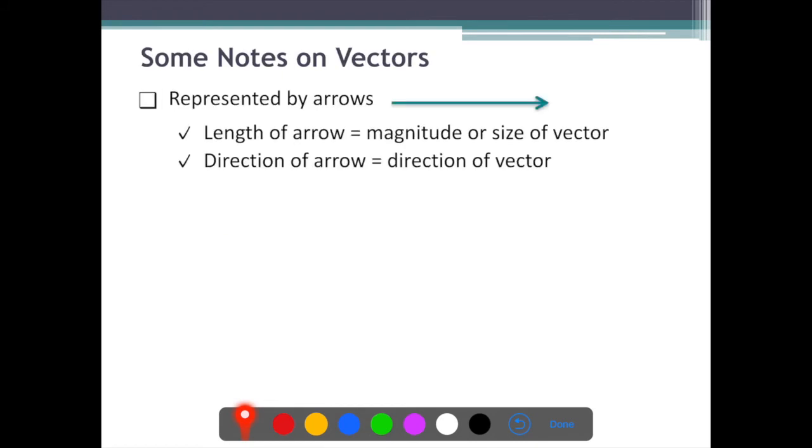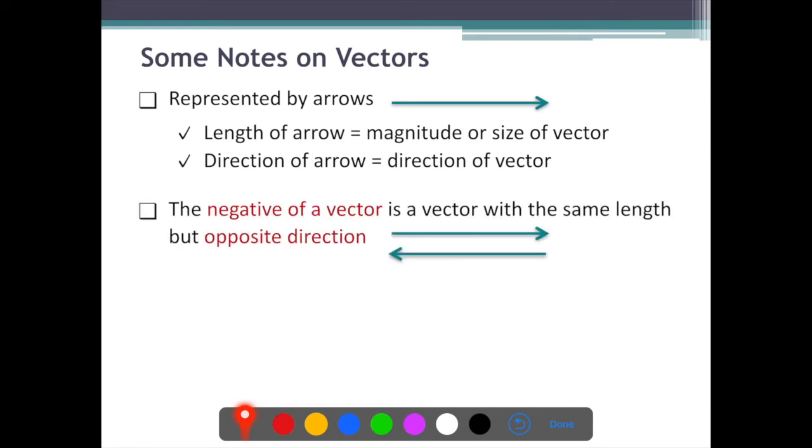Okay, some notes on vectors. As you already know, vectors are represented by an arrow. How long the arrow is tells you the size of the vector quantity, for example, how strong the force is. The direction of the arrow tells you the direction of the vector, for example, the direction in which the force is being exerted. The negative of a vector will have the same length but opposite direction.